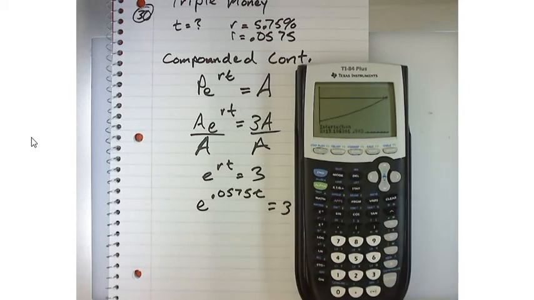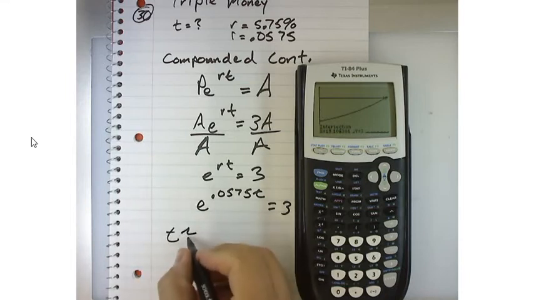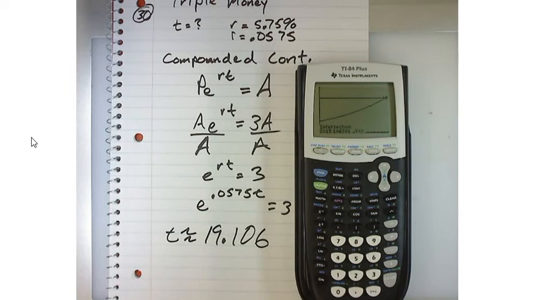And so it's like 19.106. So t then is approximately 19.106. Any questions on that one?